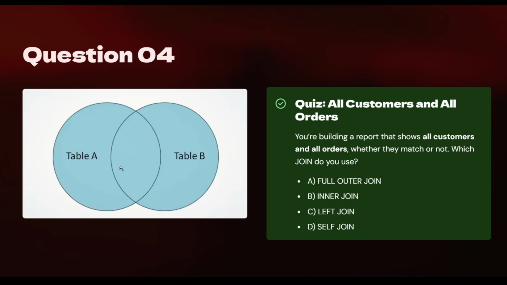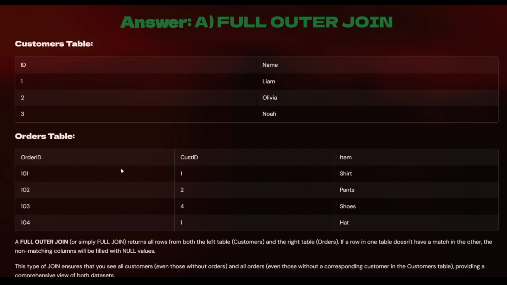And the final question. All the customers and orders, again the same customer and order tables. We are building a report that shows all the customer orders, whether they match or not. Which join to use? It's a pretty simple one. Yes, you might have guessed it rightly. We will be using full outer join.